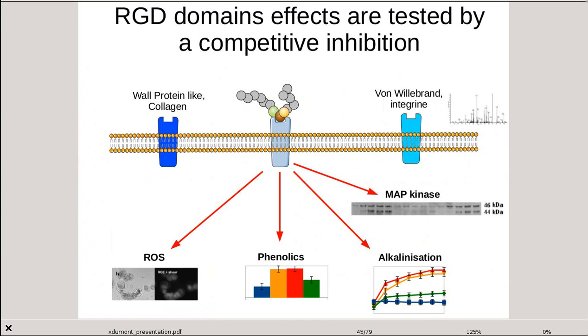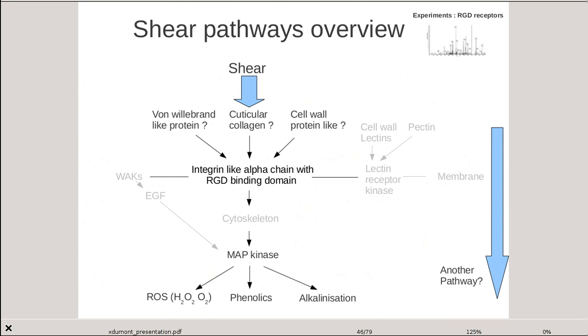Now, let's sum up the results of the article. First, RGD peptides inhibit stress response key elements. It means that proteins with RGD domains will activate this response. Remember the beginning of my speech. So proteins with RGD domains activate MAP kinases, alkalization, ROS, and phenol production.